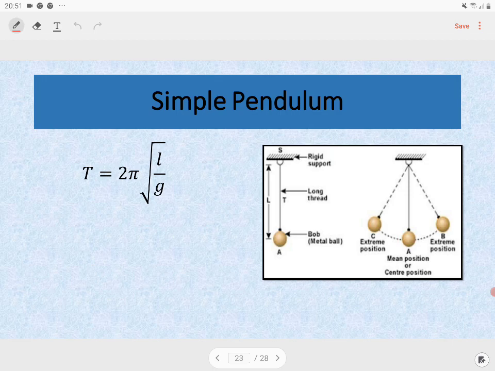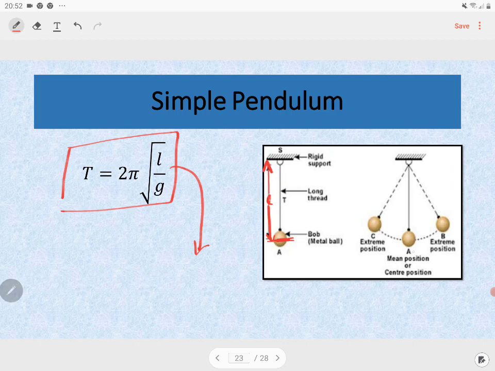The time period of a simple pendulum is 2 pi root over L by g. Here L will be measured from the point of suspension to the center of gravity of the bob. Remember, till the center of gravity. Generally you will misunderstand that L is the length of only the string. No, L is the distance between the center of gravity of the bob and the point of suspension.